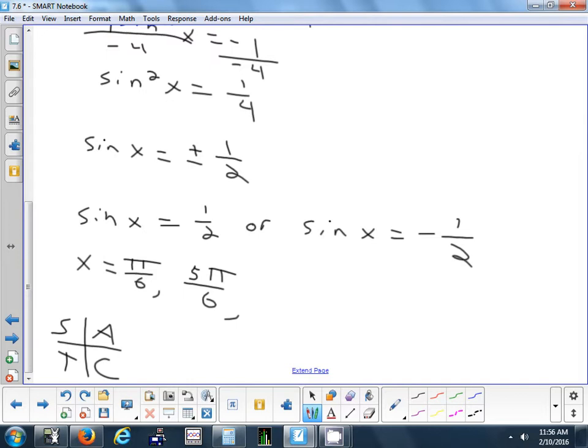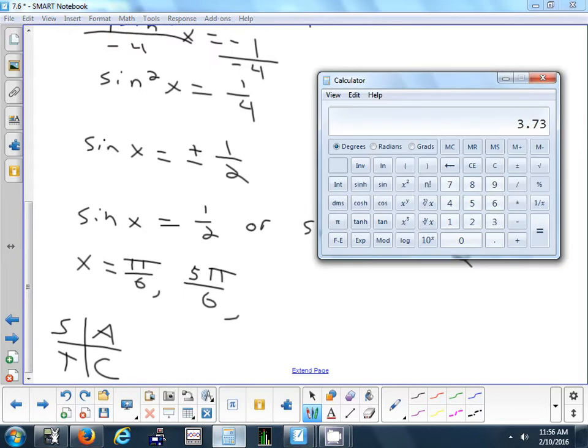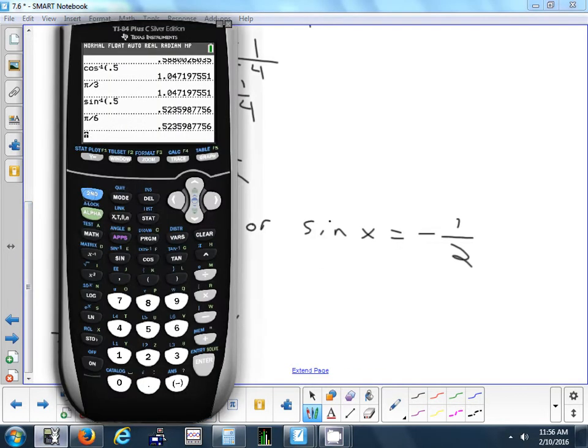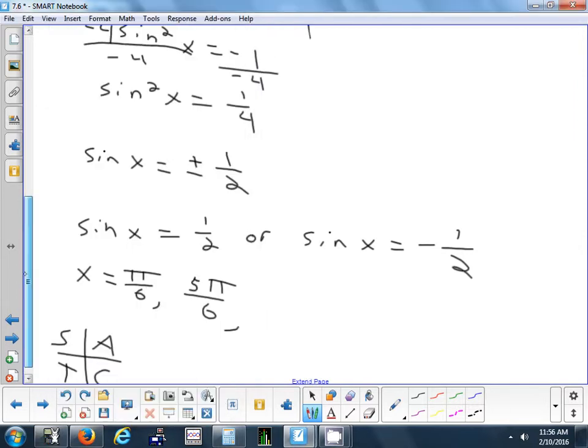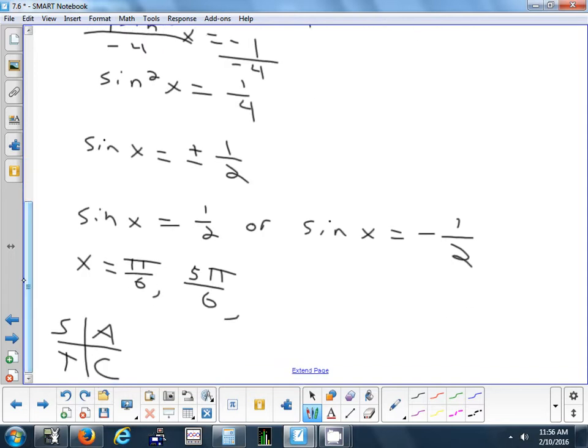All right. Sine of x equals negative 1/2. Yeah, it's just going to be negative 30. Okay, just to show people. Okay, negative pi over 6. I'm going to write that for now. I'm going to check my restrictions in a second.